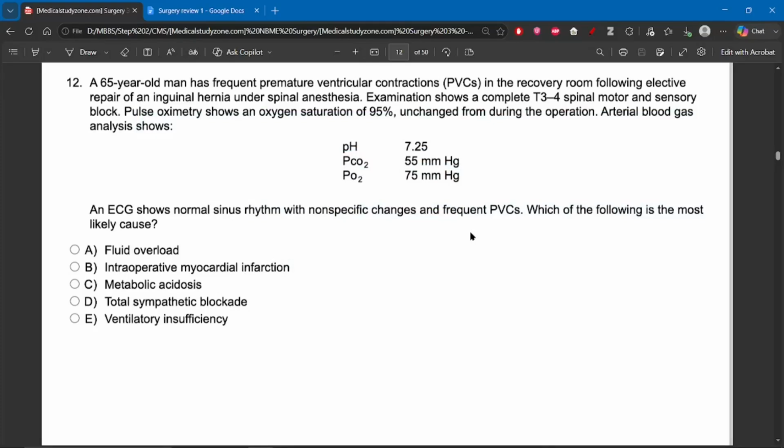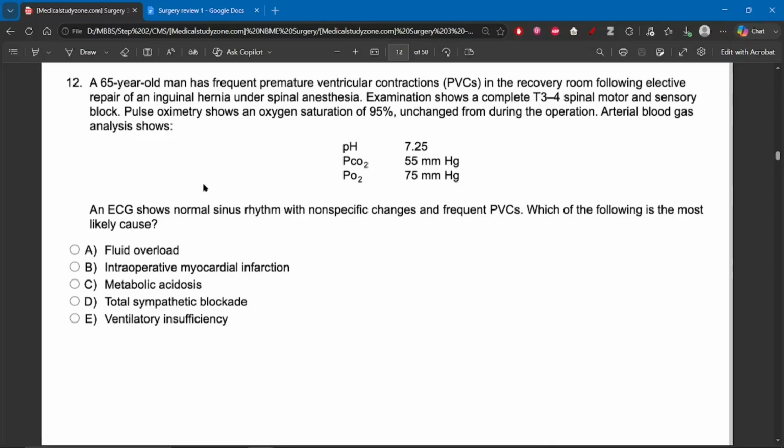Okay, so today we're going to be looking at question number 12 of the Surgery CMS Form 3. As I've been saying since the past few videos of this series, I'm going to provide a better explanation than the one provided in the NBME forms, the original CMS forms. I think I can do a better job explaining those questions to you.